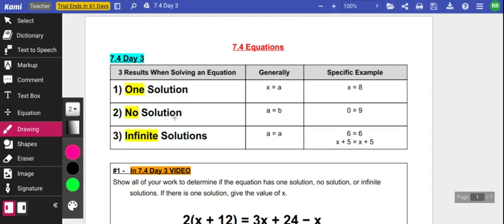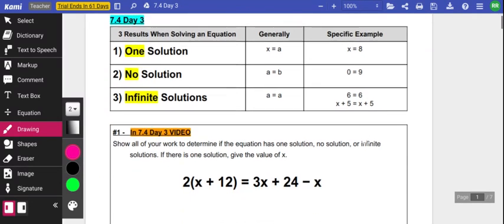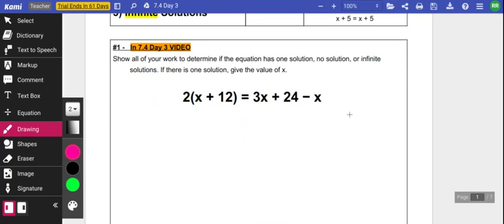There could be no solutions, something like a equals b or 0 equals 9, where some number equals some different number. In that case, there is no solution that will satisfy the equation. Or thirdly, there could be an infinite amount of solutions, where you have some number equal to that exact same number or some expression equal to that same exact expression. So here, number one, let's determine how many solutions there are. And if there is one solution, we'll give the value for x.